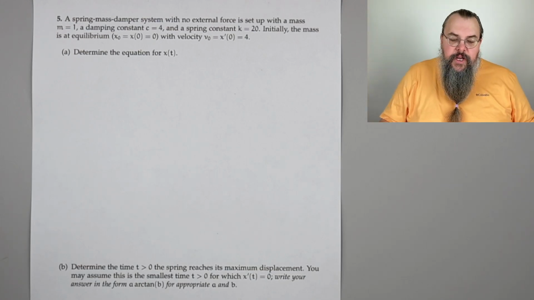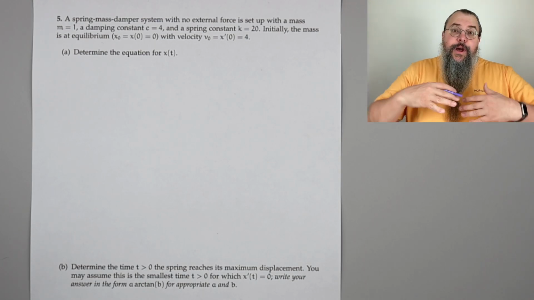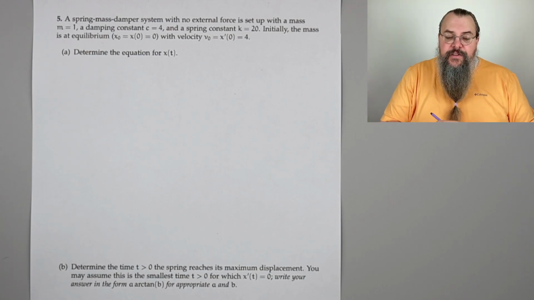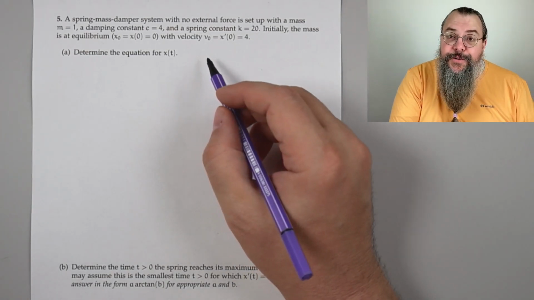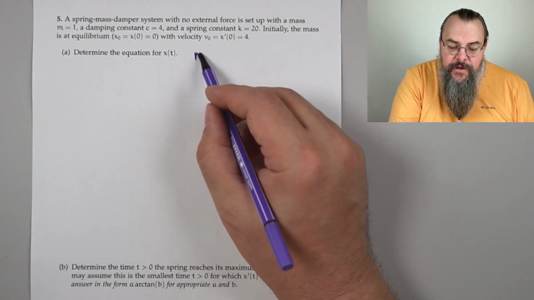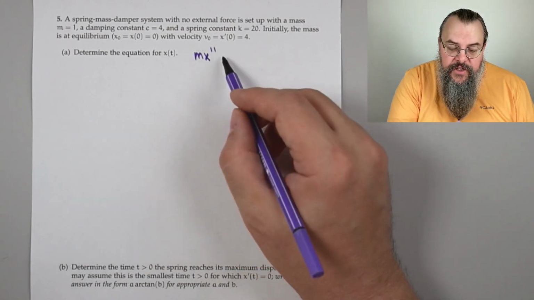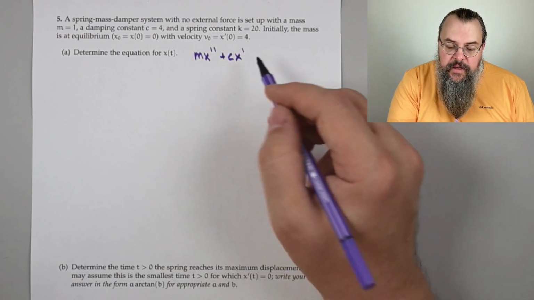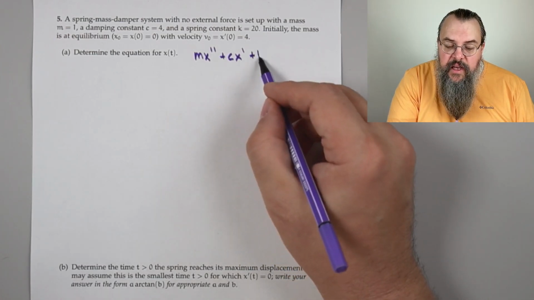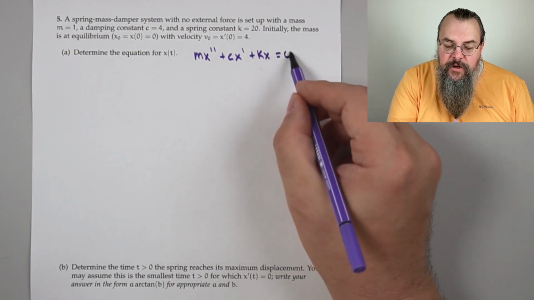All right, great. So part A, part B. Part A, determine the equation for x of t. So in other words, we want to say, what's the motion that this is experiencing? Well, this helps to remember how do springs work. You have your mx double prime. We can think of this as mass times acceleration plus cx prime. This takes into account your damper. And then plus kx. That's your Hooke's law, which takes into account your spring, equals 0.